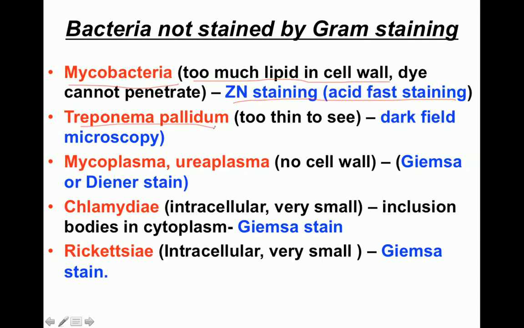Then we talk about Treponema pallidum. We will be discussing all the organisms which are mentioned on this slide in detail when we move on to special bacteriology. Treponema pallidum are very, very thin spirochetes which cannot be seen by ordinary microscope, and you need dark field illumination to see them. Mycoplasma and Ureaplasma, we have already discussed, they do not have a cell wall, so they are not going to pick up the stain, and we use special stains like Giemsa or Dienes stain for them. Chlamydia and Rickettsia are both intracellular parasites, present inside the cell. Hence, obviously, they will not be seen by gram stain.